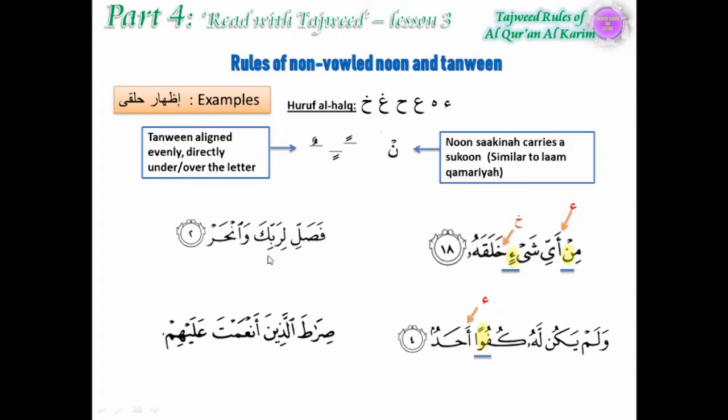The next example, we have a noon as-saakinah followed by a ha in the same word. This is in the same word now. And we will pronounce this noon clearly. فَصَلِّ لِرَبِّكَ وَانْحَرْ. And in the last example, we have a noon as-saakinah followed by the letter ayn. Again, the letter of the throat. We will say صِرَاطَ الَّذِينَ أَنْعَمْتَ عَلَيْهِمْ.